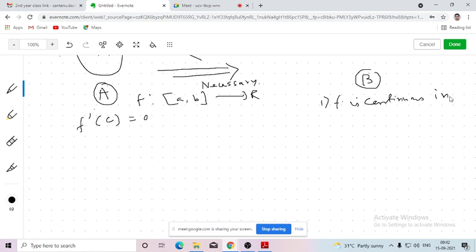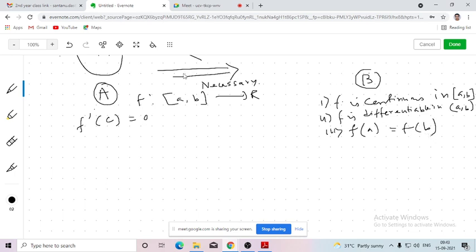in closed [a, b], this should be differentiable in open (a, b), and number 3, f of a, that means the functional value at the given point a, must be equal to the functional value at the given point b.